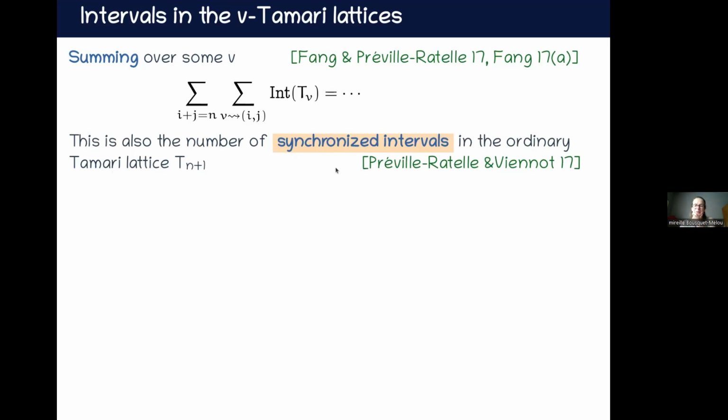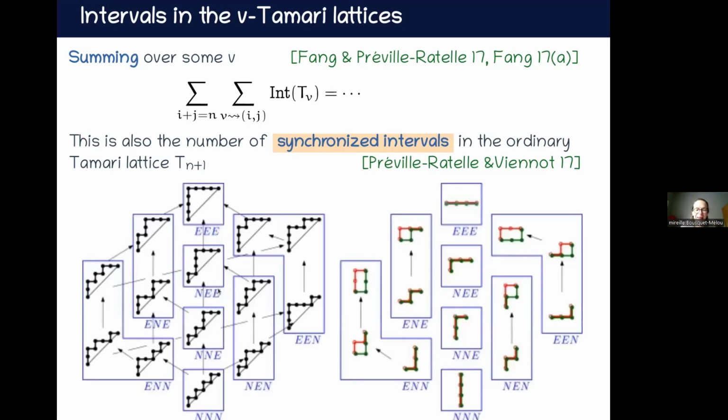And this comes from a property that was proved in this paper, but that I'm going to illustrate by stealing a picture in that paper, which is the following. So here on the left, you have the usual Tamari order on Dyck paths of size 4. 14 elements. Here is the order. On the right, you have the collection of v-Tamari lattices for all v's of length 3. So there should be 8 of them, 2 to the 3.